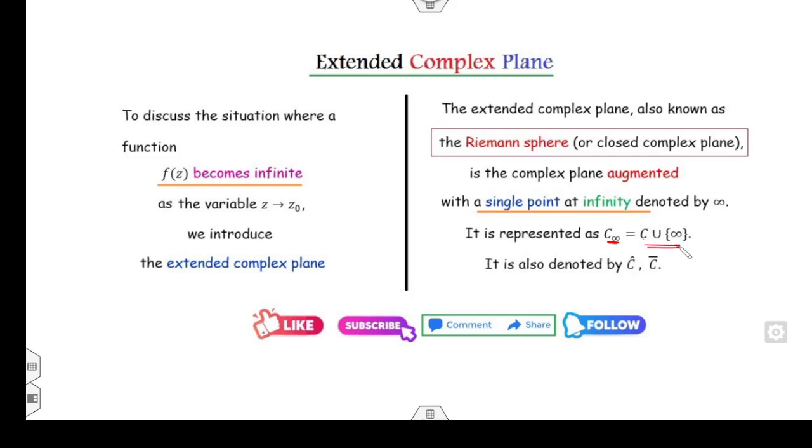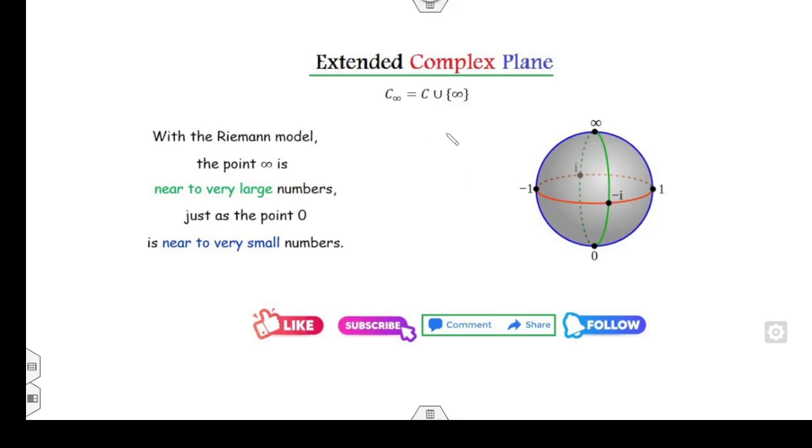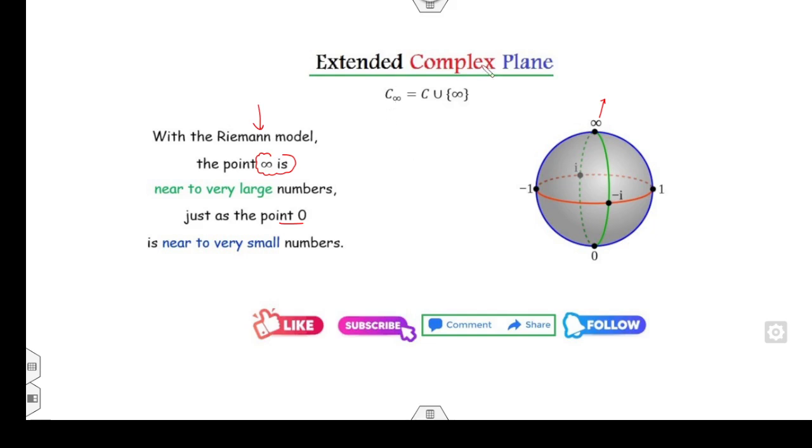So C union infinity is a point. Remember that. Now, what is the meaning of the infinity? Whenever we consider the Riemann sphere or extended complex plane, the point infinity is near to the very large number, similar to how the point 0 is near to the very small number. Now, based on this complex plane, how can you define the complex number?